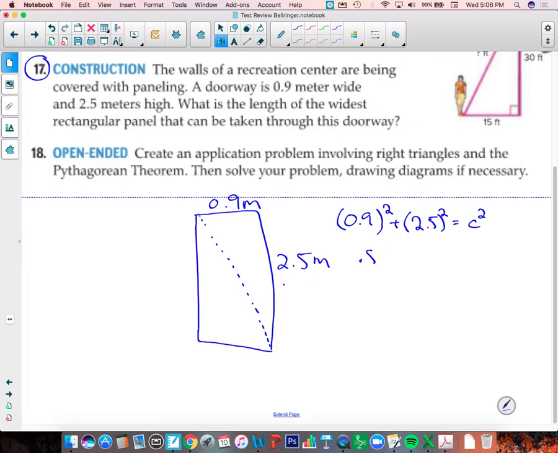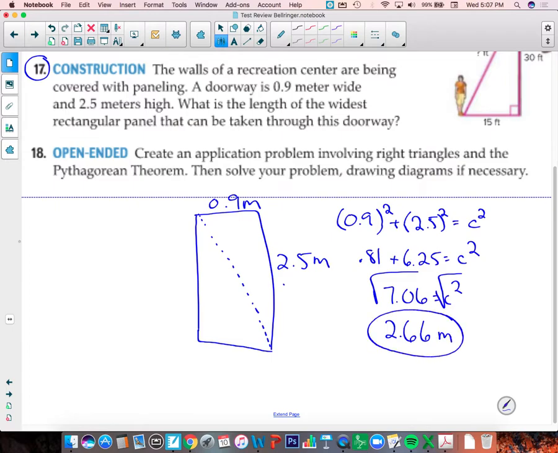So we got 0.81 plus 6.25 equals c squared. So add those two together and square root it. So we get 7.06 equals c squared. Square root both sides, and you get 2.6. We'll round to the, what's it tell us to round to? It doesn't say round to anything. So we'll say 2.66 meters.